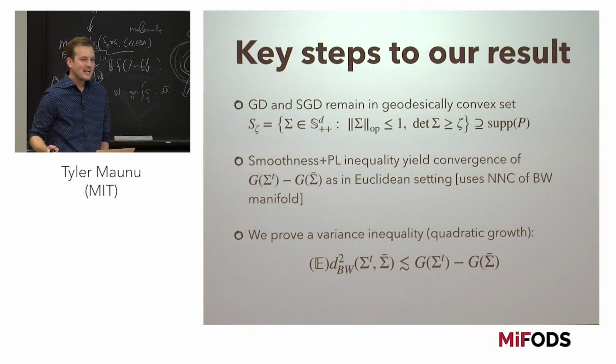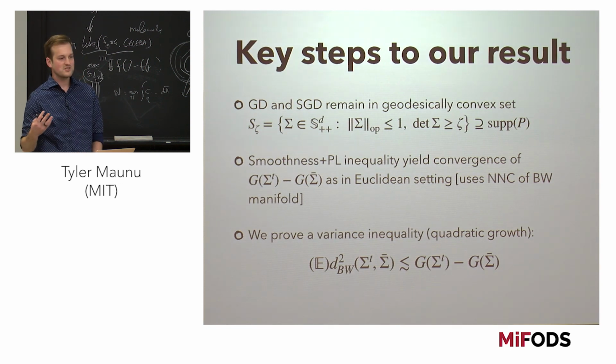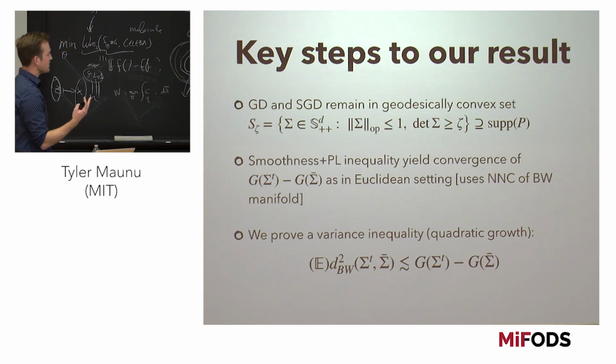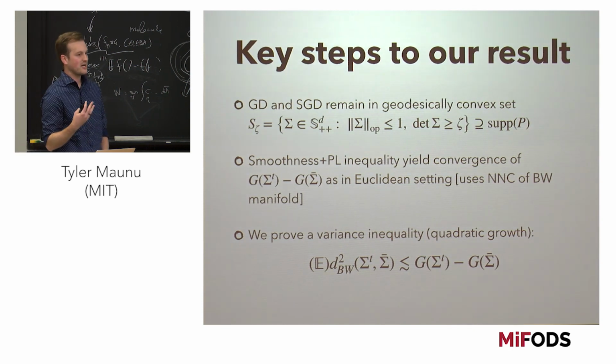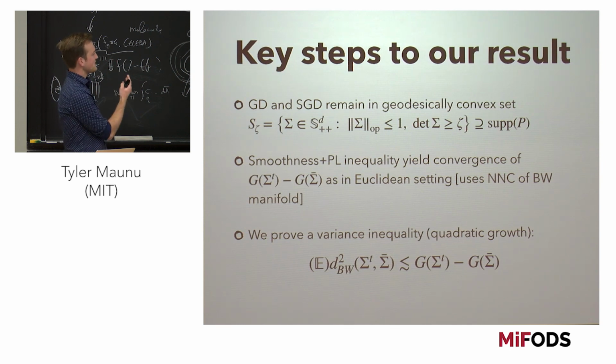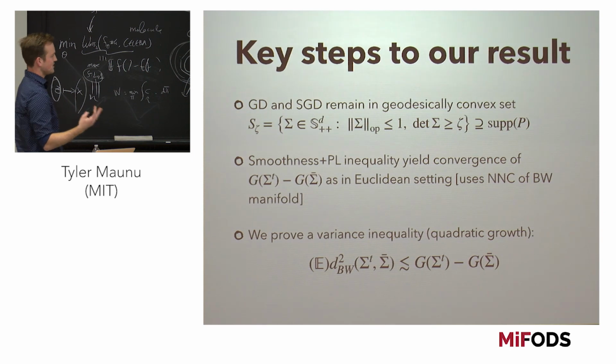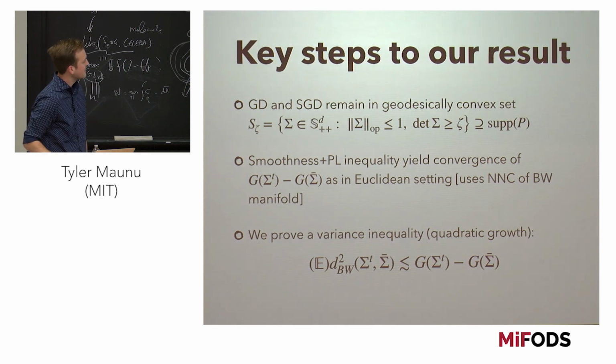So the key steps to getting this result are that we first show that gradient descent and stochastic gradient descent actually remain in this geodesically convex set. And to do that, we employ some results from the Barycenter literature that involve talking about functionals that are convex along generalized geodesics. But to avoid defining a lot of extra things, I'm not going to go into that.